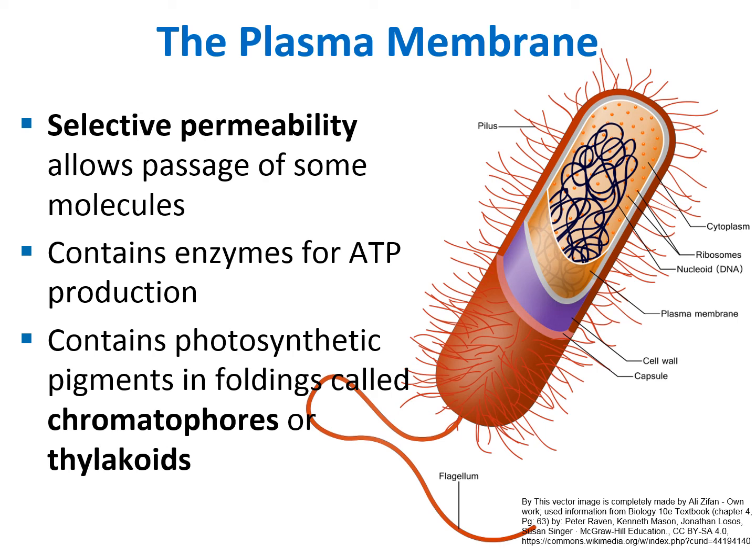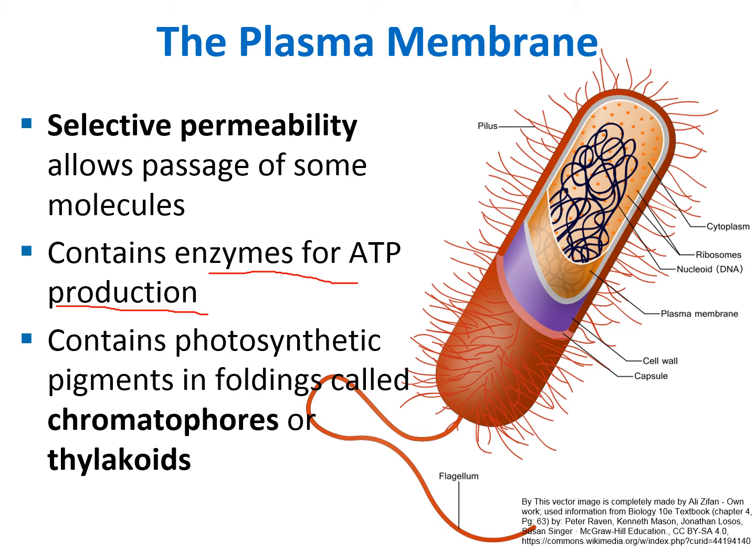Now, a difference between your eukaryotes and your prokaryotes is, in addition to this function, in your prokaryotes, there will be enzymes for ATP production. So remember talking about something called the electron transport chain. It makes like the lion's share of ATP for eukaryotes like us, and it's located in mitochondria. Well, prokaryotes don't have mitochondria. So instead, their electron transport chain is actually in the plasma membrane of the cell.